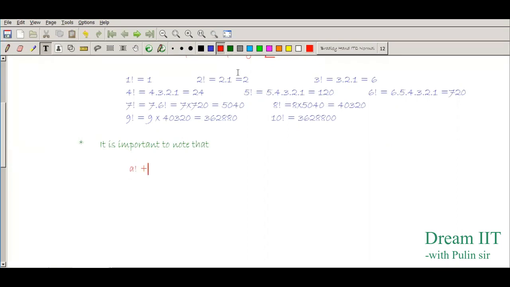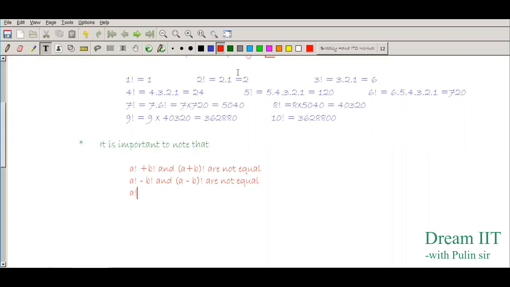A factorial plus B factorial, right? And A plus B factorial are not equal, right? They are not equal. Similarly, A factorial minus B factorial and A minus B whole factorial are not equal, right? You have to work them out separately.